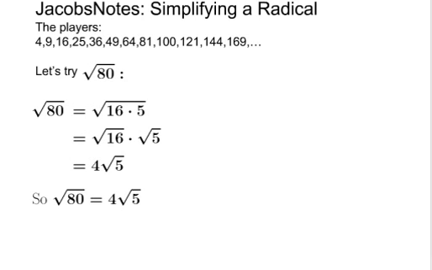So that's how you simplify a radical. You don't just plug square root of 80 into your calculator because you're going to get the wrong answer. What you do is you make yourself this list of numbers, and then these are the numbers that are going to help you break down a square root.